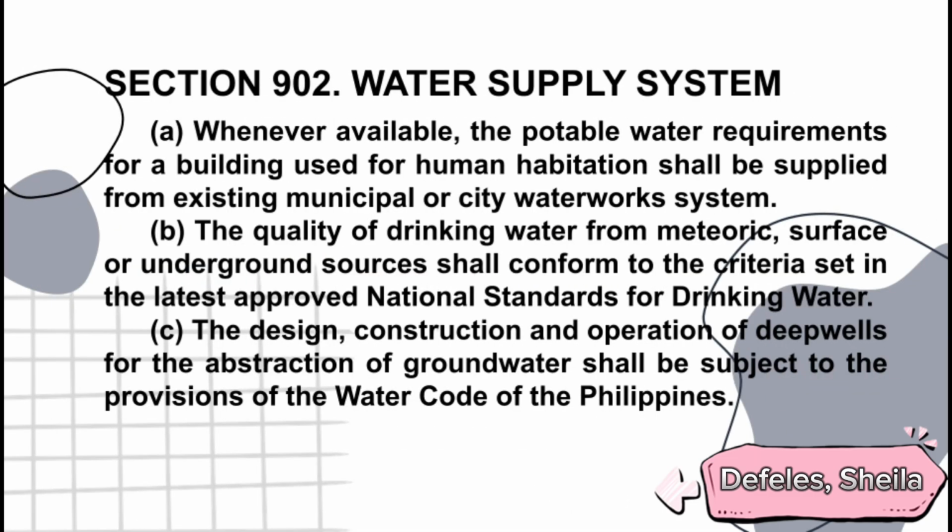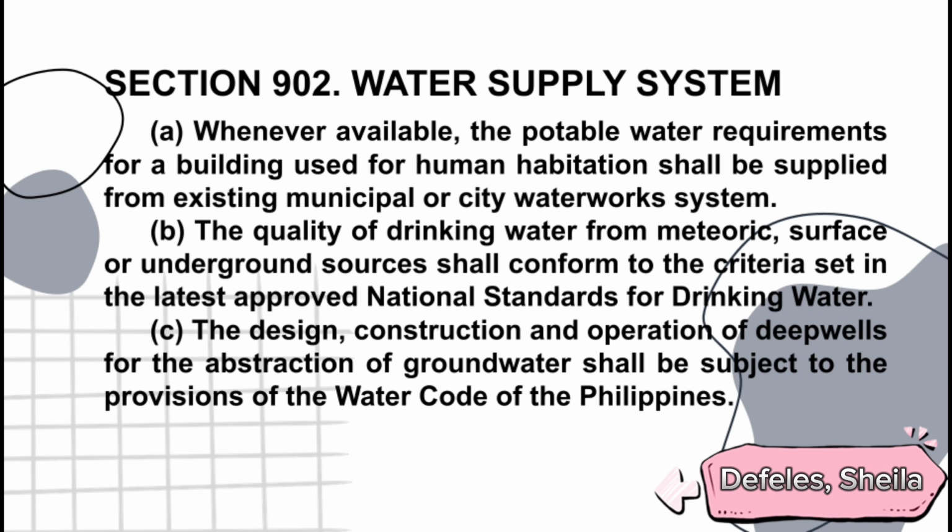Second section under Chapter 9 is 902, Water Supply System. Under it is A. Whenever available, the potable water requirements for a building used for human habitation shall be supplied from the existing municipal or city waterworks system. So, ang sinasabi dito is kapag magtatayo tayo ng building or ng isang bahay for human habitation, yung magiging supply natin ng water is dapat nakakonekta sa isang existing municipal or city waterworks system.